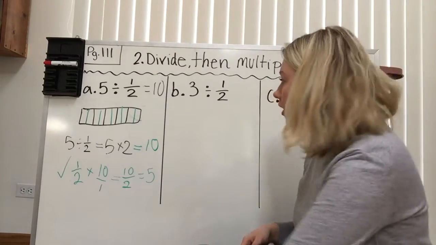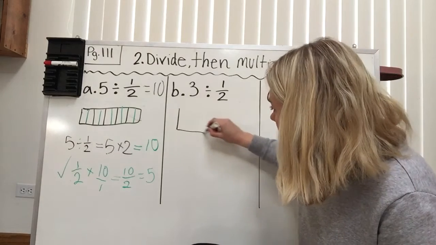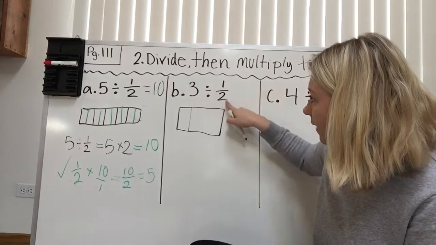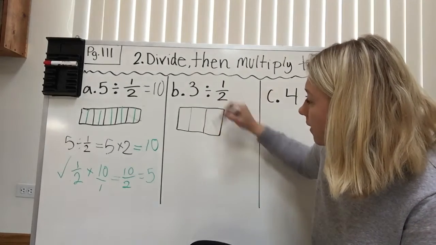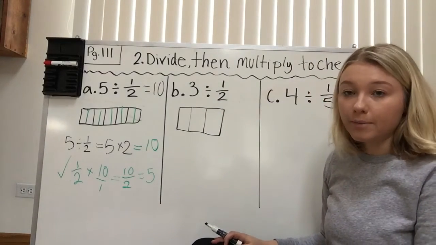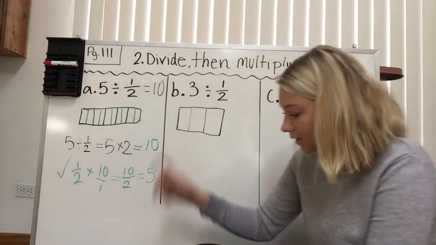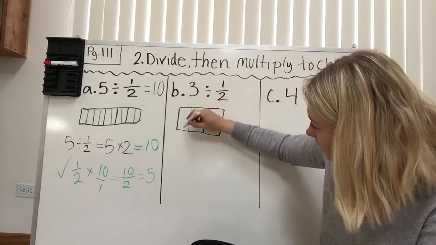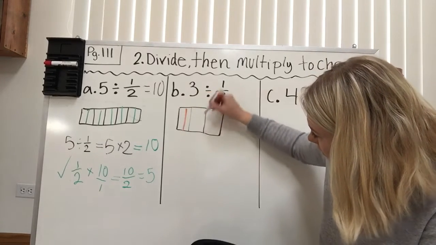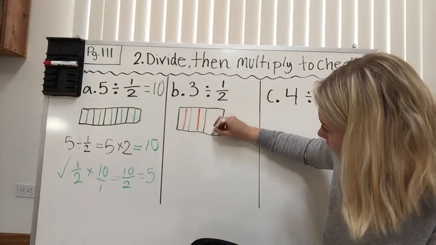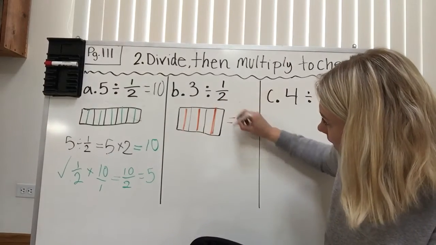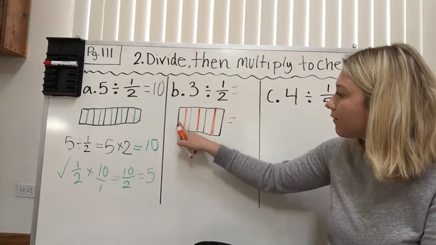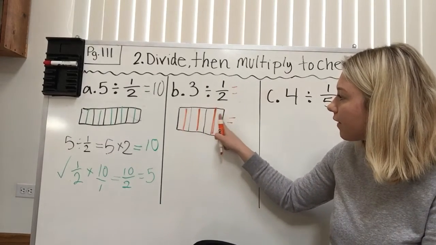I'm also going to draw this one out too, because that might help people. Okay, so I have 3 divided by 1/2. So I'm going to break my diagram up into 3 pieces. And then just like I did before, I'm going to use orange this time. I'm going to divide each piece into 2 pieces. So now 3 divided by 1/2 is 1, 2, 3, 4, 5, 6.